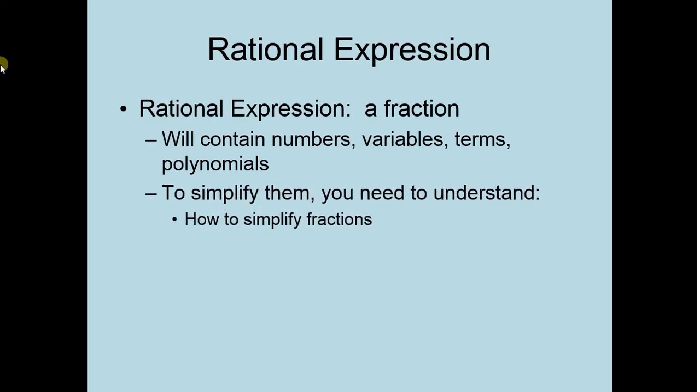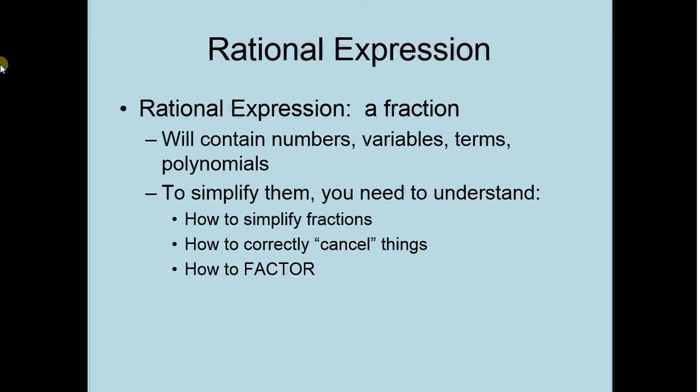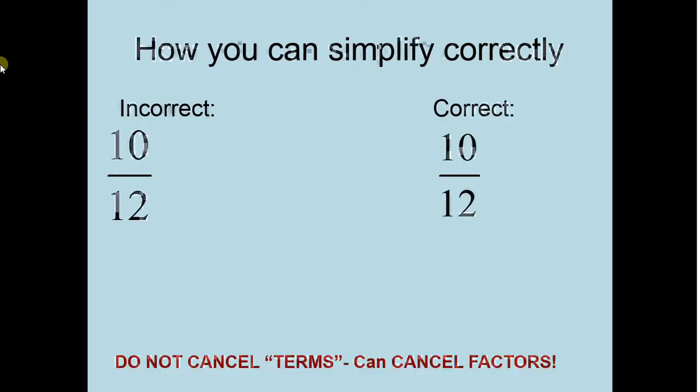To simplify them, you need to know how to do these. You need to know how to simplify a fraction, aka 3 over 6 is 1 over 2. You've been doing that since middle school, roughly, maybe even elementary school. How to correctly cancel things, and we'll talk about that today. And then how to factor. Like I said, factoring, that's why we learned how to do it earlier in the year. It comes back again. We need to know how to factor.